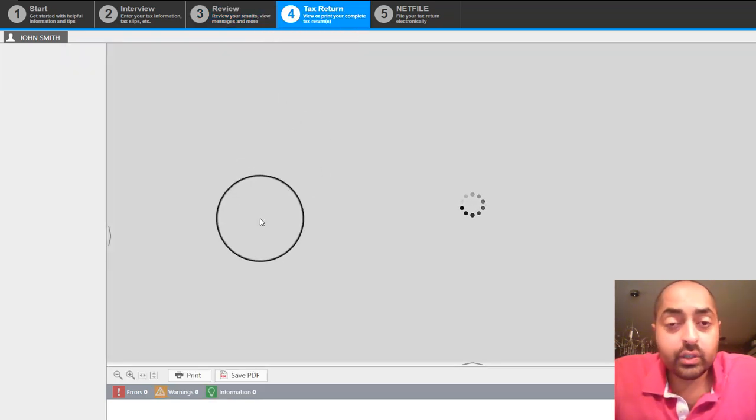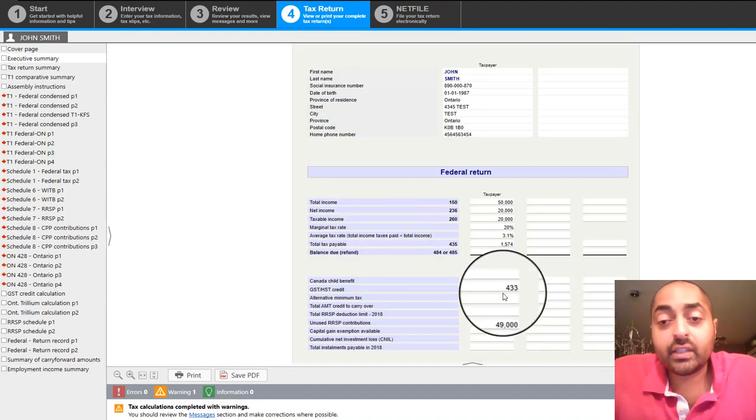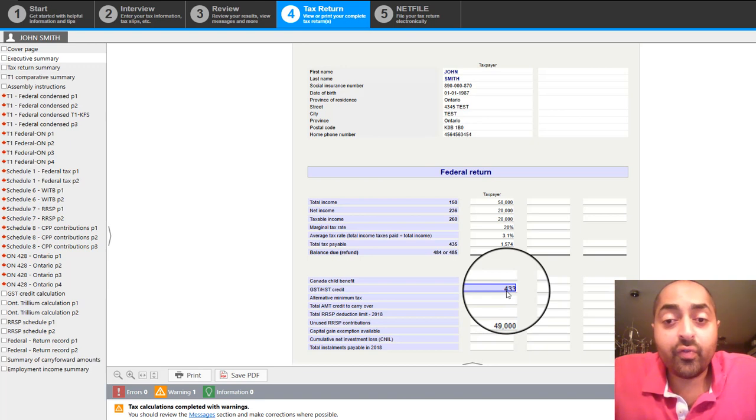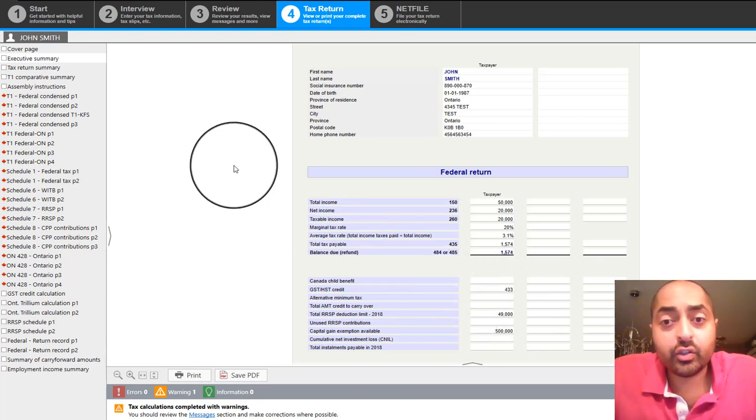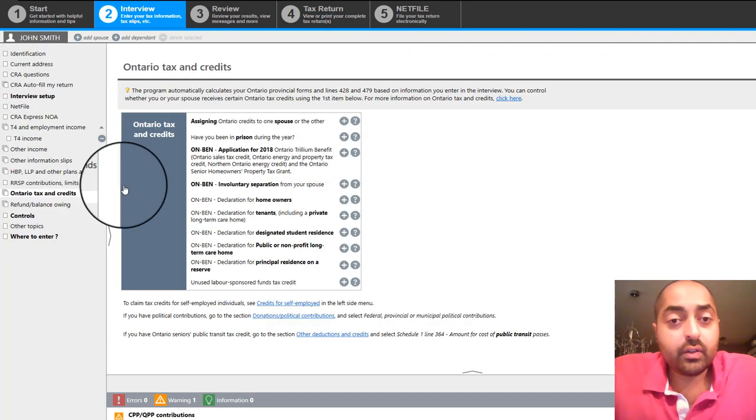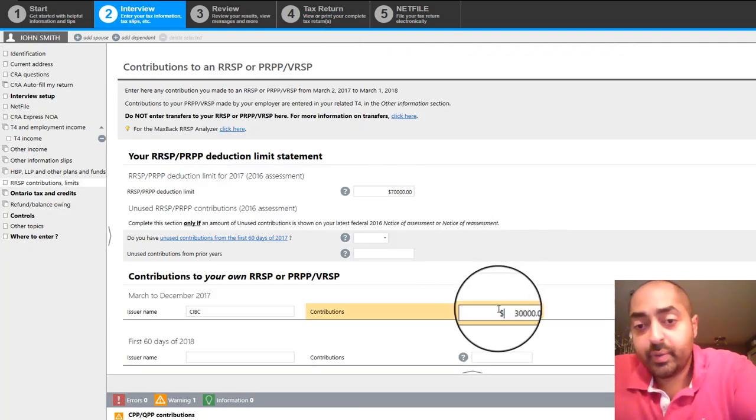Let's see what happens to his GST. But he gets 433 in GST. So he gets an additional 433 on top of the savings that he made by contributing to his RSP. So let's go back. Let's remove the RSP contribution.